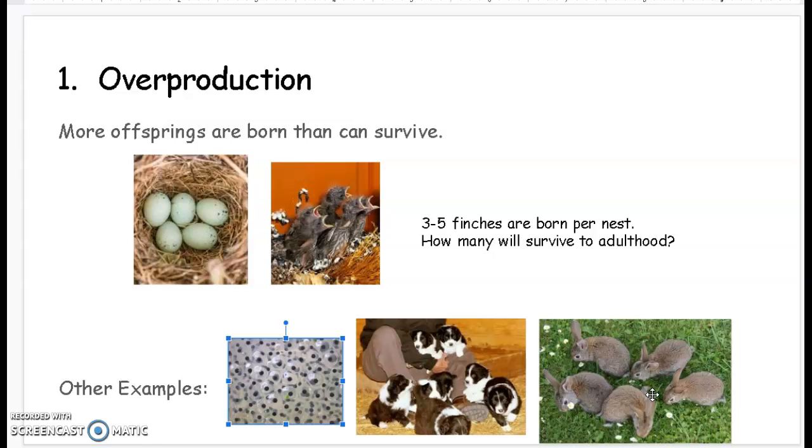Bunnies. Bunnies, they're absolutely delicious. Some wolves and foxes will love chasing after them. I ask you this question: how many of these bunnies will survive to adulthood? Not many, maybe none of them. That is step 1, overproduction.